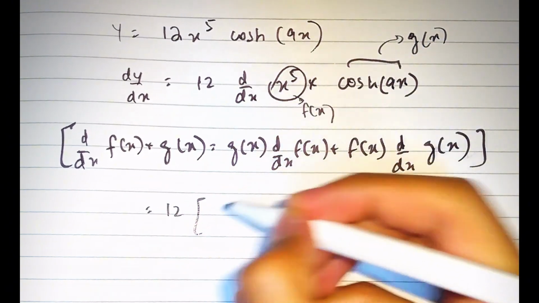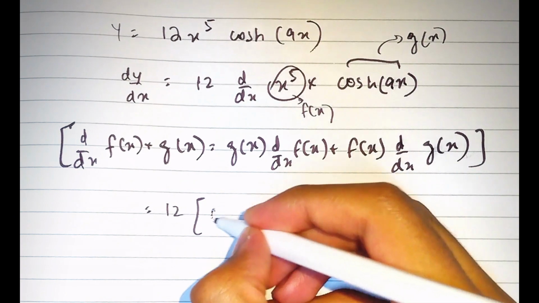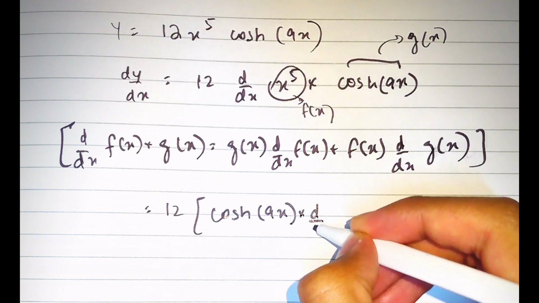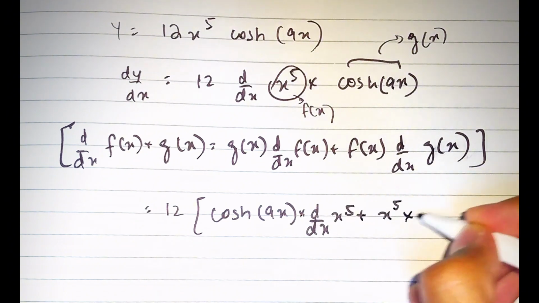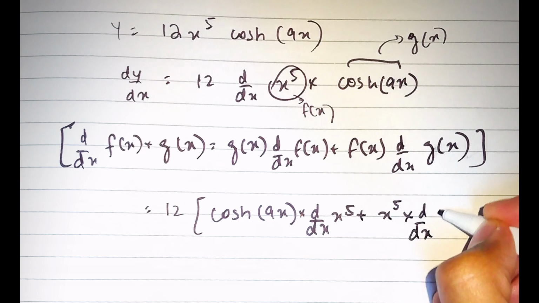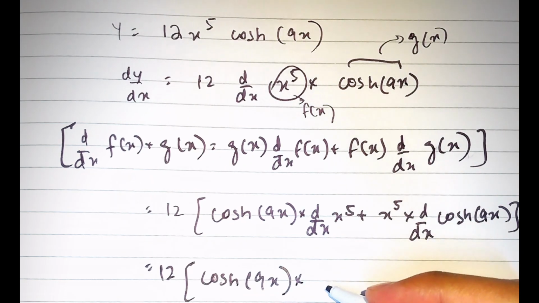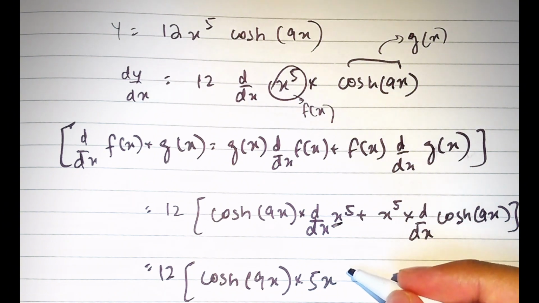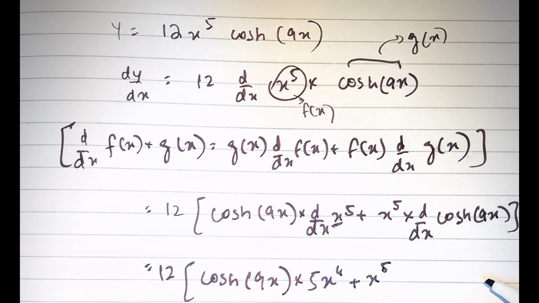12 will be separated and we'll use a square bracket to separate it from other things. So the derivative of the second function, cosh 9x, multiplied by the derivative of the first function. What is the first function? x^5. The first function as it is, x^5, multiplied by the derivative of the second function, that is cosh 9x, multiplied by what would be the derivative of x^5. So first of all the power will be separated, then the function as it is, the function is x actually, and the power will be subtracted by 1. So 5 minus 1 is actually 4, plus x^5 times the derivative of cosh 9x.